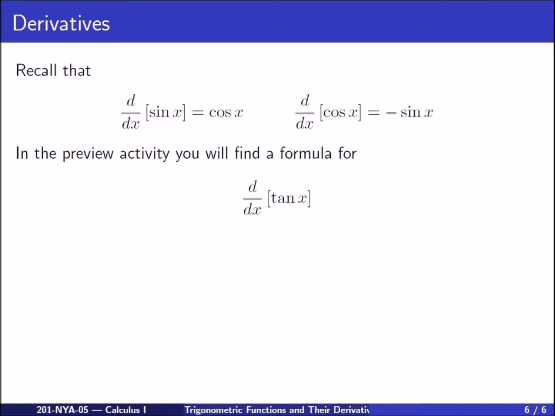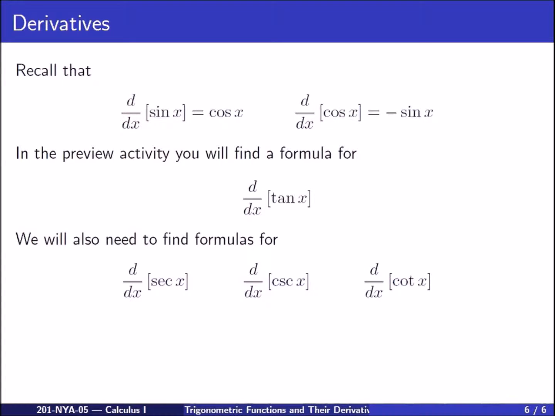In the preview activity, you will find a formula for the derivative of tangent. Now you'll have to express tangent as sine over cosine and use the quotient rule. Similarly, you can also find formulas for the derivative of secant, cosecant, and cotangent, once again using the quotient rule. And in all cases, to simplify your answer, you will need to use some of the Pythagorean identities that we discussed in this video.